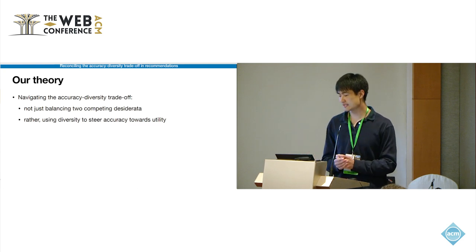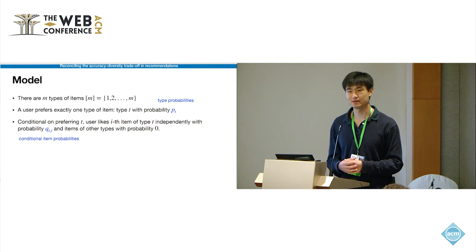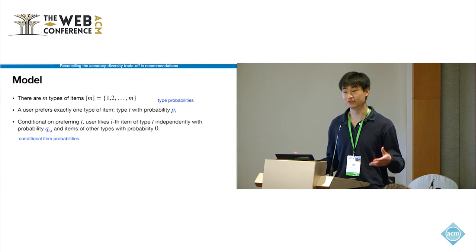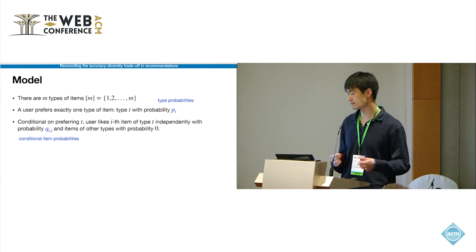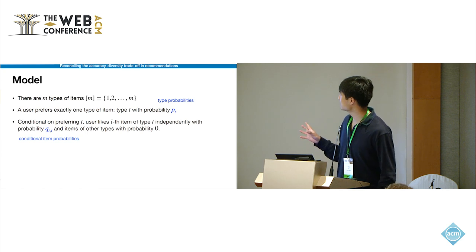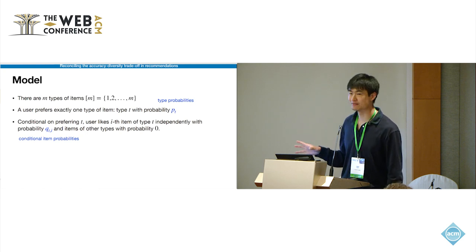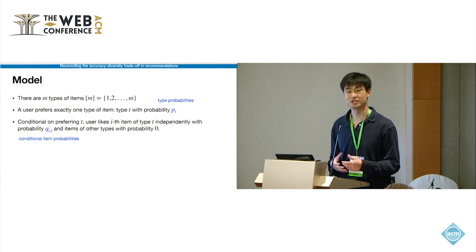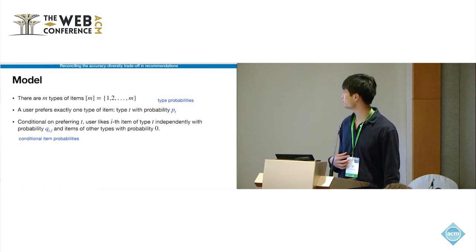So what we do is we consider a very simple model of recommendations, and then under our model we try to look at how diverse are the accuracy maximizing recommendations versus how diverse are the utility maximizing recommendations. So in this model, there are just M types of items, 1 through M. And you can think about these as being different genres of movies, for instance.